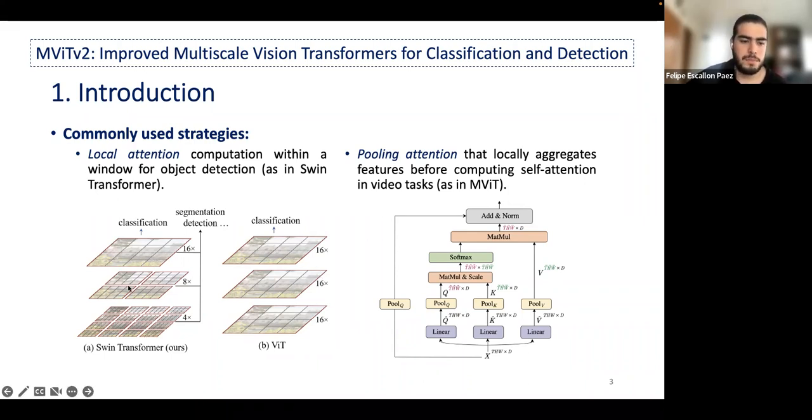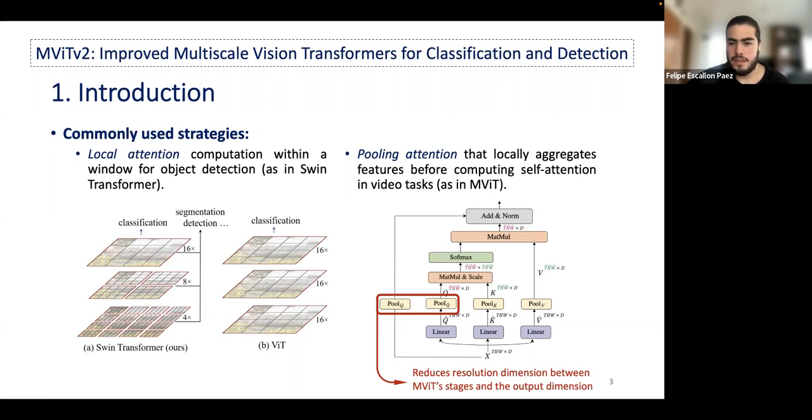The first one was proposed by Swin, in which basically they take some windows and they take a local attention over it, as we can see in the left image. And on the right, what they proposed in the previous paper was the pooling attention, which means that the tensors of query, values, and keys were smaller, so they could reduce the computational needs.